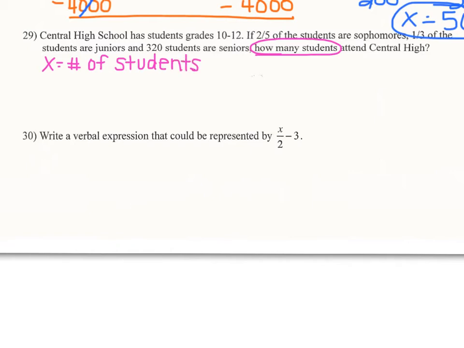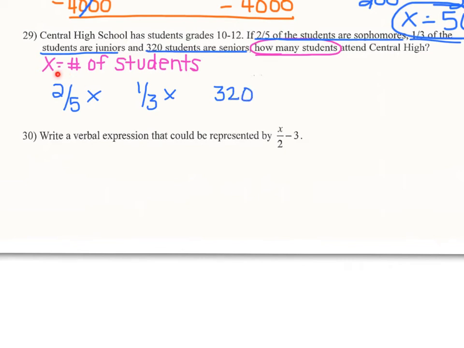Okay, so let's start putting our pieces together here. I have 2/5 of the students that are sophomores. 1/3 of the students are juniors. And then I actually know how many seniors I have. I have 320 seniors.